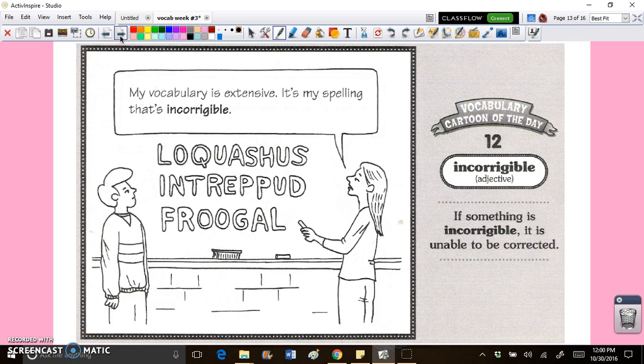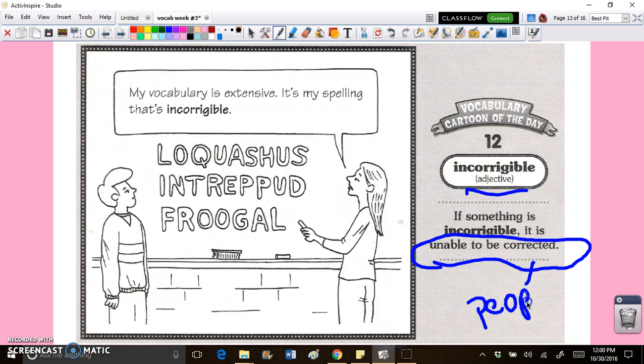All right, and our final word is incorrigible. Incorrigible is an adjective. When you describe someone as incorrigible or something as incorrigible, you're saying it's unable to be corrected. So usually we would correct people. So it would make the most sense to describe a person as being incorrigible. And if not the person, then the person's actions, something that they do.